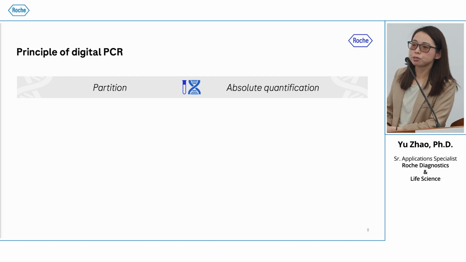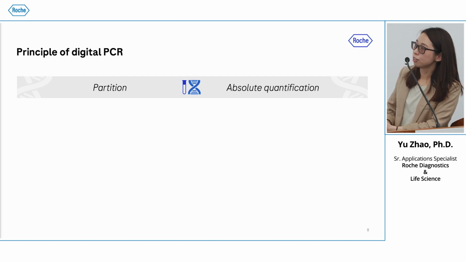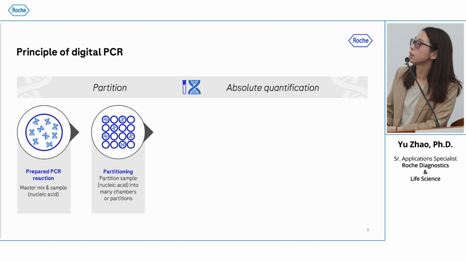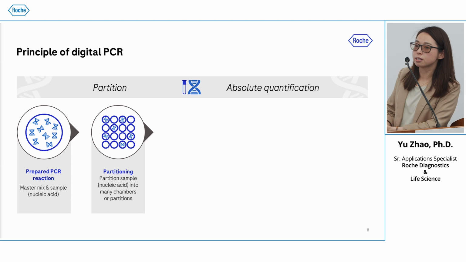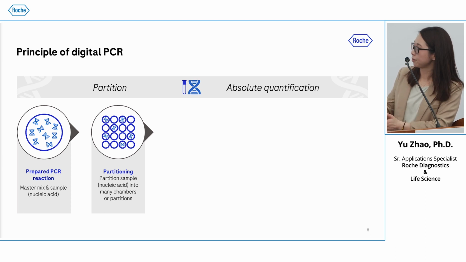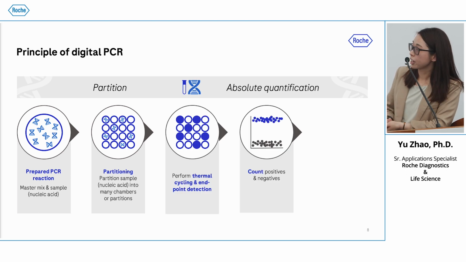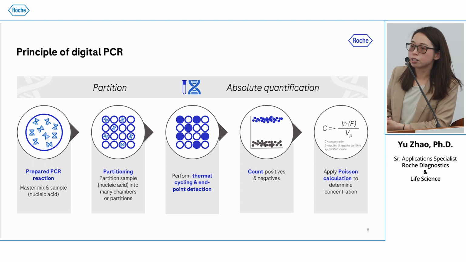Now let's introduce the state-of-the-art technology known as digital PCR. Digital PCR allows absolute quantification through partitioning the reaction. Partitioning is the step of dividing the sample into many thousands of nanoliter scale reactions. After PCR amplification, the endpoint contains positive and negative partitions based on the fluorescence signal. The concentration is determined by Poisson statistics.